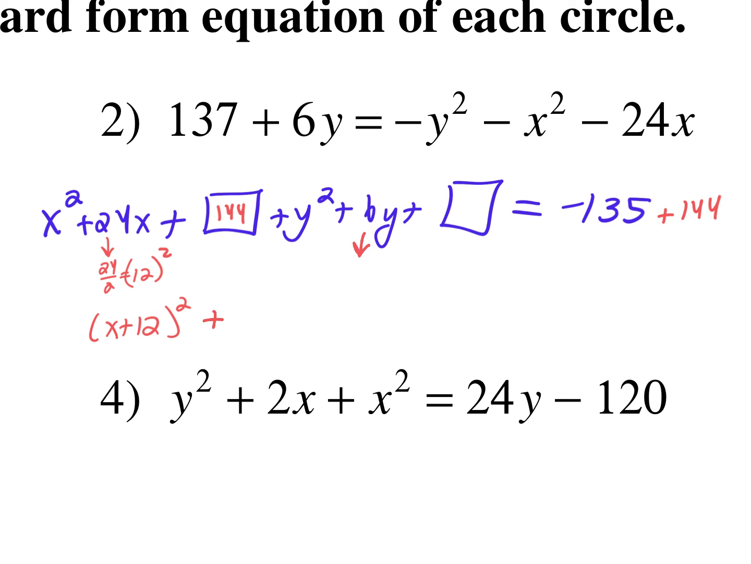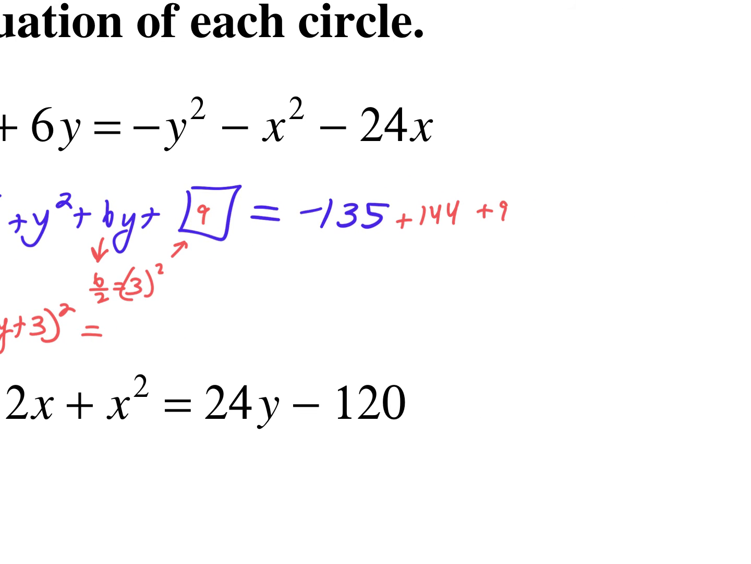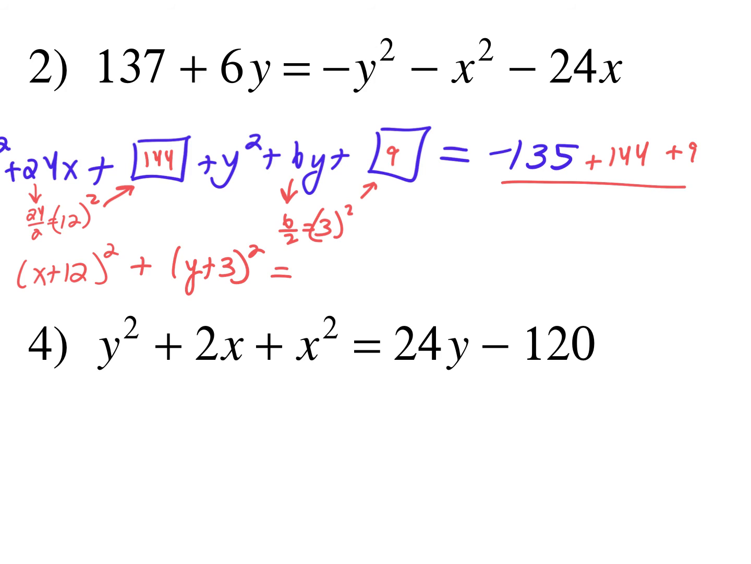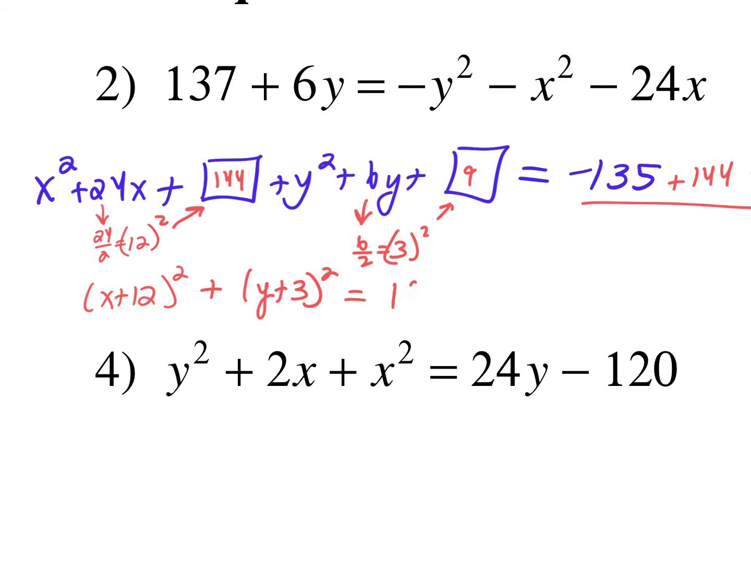Now we're going to do the same thing here. Complete the square. 6 divided by 2 equals 3. Well, I now have y plus 3 quantity squared. And then 3 squared equals what? 9. And I'm going to add 9 to one side, then add 9 to the other side. So over here, guys, what's 135 plus 144 plus 9? What does that give me? 16? No, is it 16 or 18? It is 18. Good.